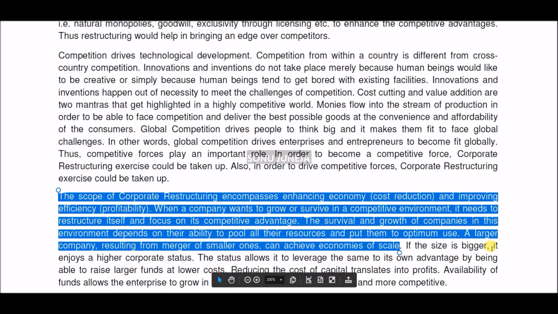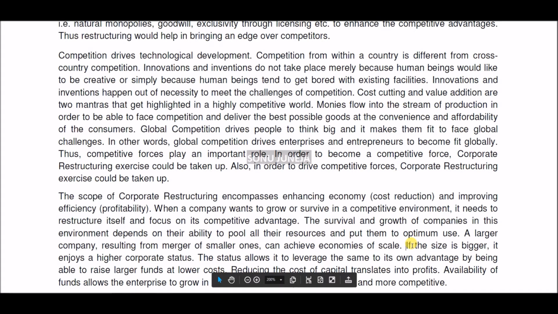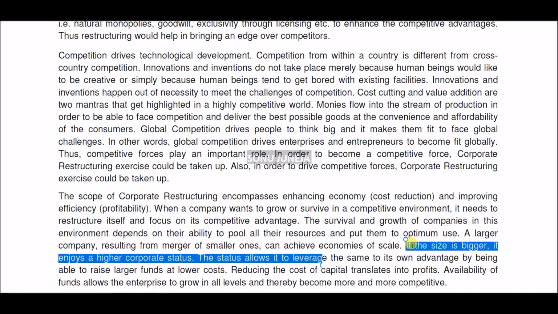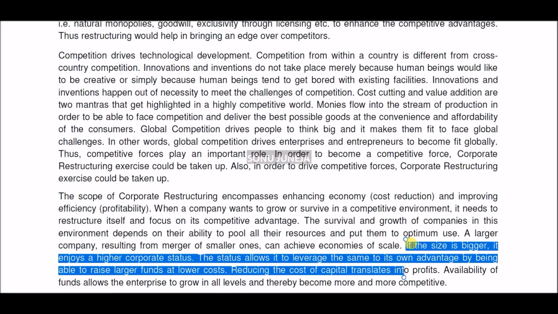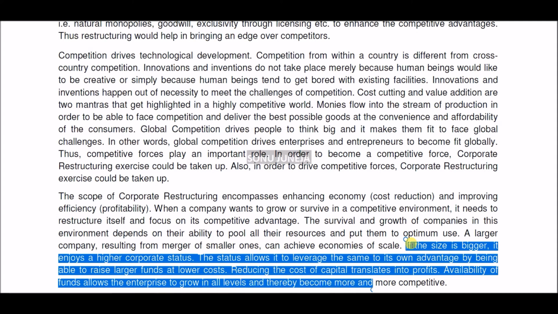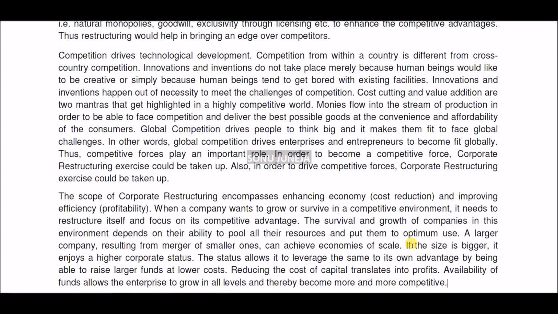Now, if the size is bigger, it enjoys a higher rate of corporate status. The status allows it to leverage the same to its own advantage by being able to raise larger funds at lower cost. Reducing the cost of capital translates into profits. मुनाफे कमाने के दो तरीके, या तो अपनी कॉस्ट कम कर लो या प्रॉफिट्स ज़्यादा कमा लो, सेल ज़्यादा कर लो, इन शॉर्ट. Now the availability of the funds allows the enterprise to grow at all levels and thereby become more and more competitive.